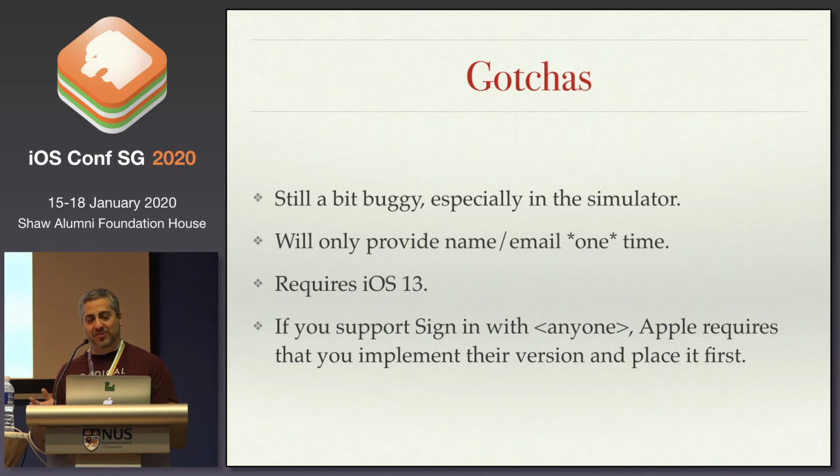And then the last one's just kind of a political Apple thing, right? If you support sign-in with anyone, right, Google, Facebook, whatever, Apple is going to start requiring that you also implement Sign in with Apple, and they will require that you put theirs first. So if you submit your app to the App Store and you've got Sign in with Facebook, Sign in with Apple, Sign in with Google, supposedly they're going to reject you and tell you to move their button up top. So hopefully Google and Facebook don't come out with similar rules, because then we've got a problem.